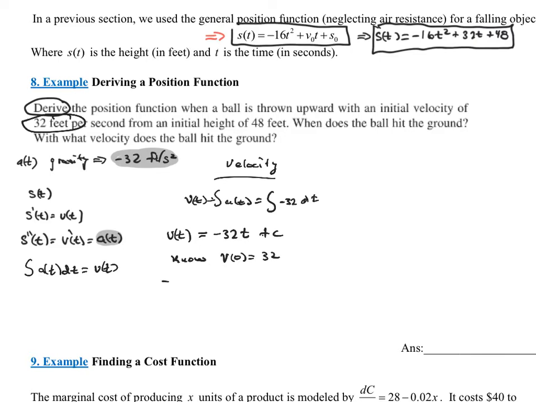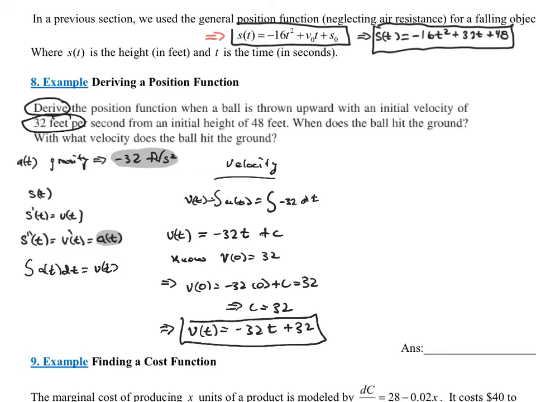So what does that tell me I need to do? Try plugging in 0. That would be negative 32 times 0 plus c, and I must get 32. That tells me that c equals 32. So that's my initial condition problem. So I know my exact velocity function. My exact velocity needs to be negative 32t plus that constant, which was plus 32. So there's my velocity function.